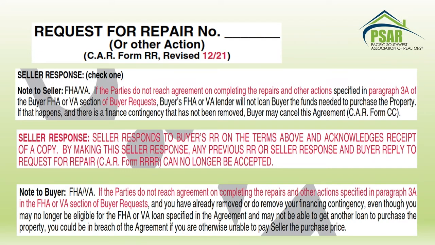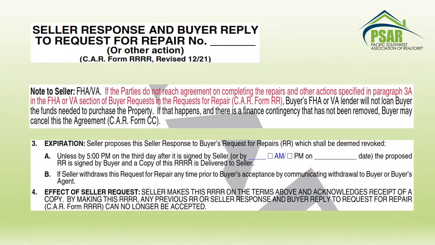FHA and VA, if the parties don't reach an agreement on completing the repairs that are requested by the lender, then there's a decent chance that nobody's going to be able to close the loan. Okay, so that's what's in those. All right, so seller response, same type of thing, right? Okay, so we're looking at FHA and VA, and we talk about, all right, if these are requested by the lender, then if they're not done, we may not be able to close.